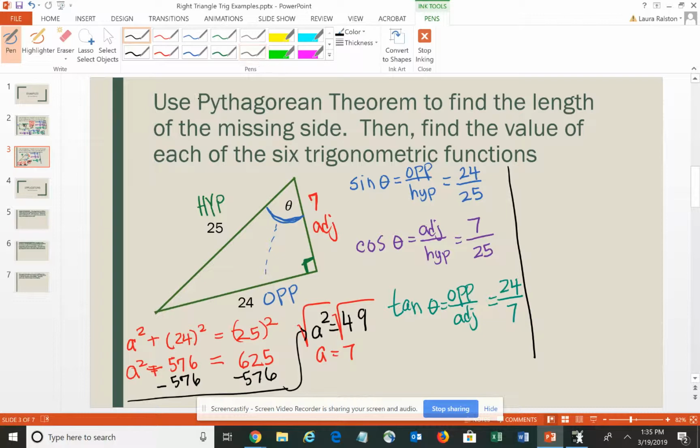So for sine, the reciprocal is cosecant. So the cosecant of theta is the hypotenuse over the opposite, or 25 over 24. The reciprocal of cosine is the secant. And so secant of theta is the hypotenuse over the adjacent, which is 25 over 7. Again, it doesn't simplify.